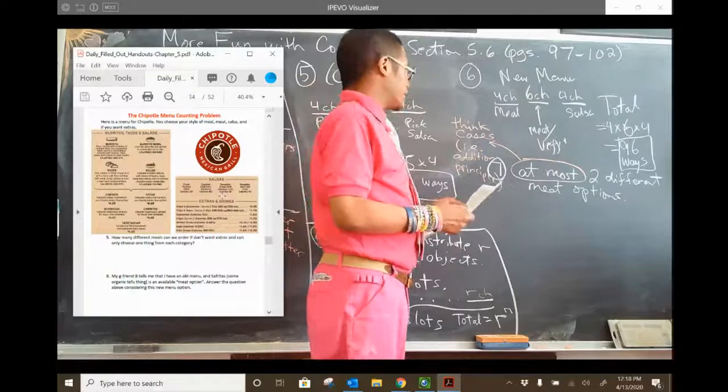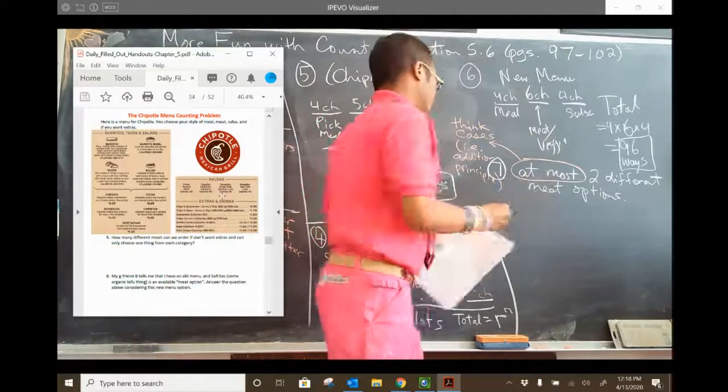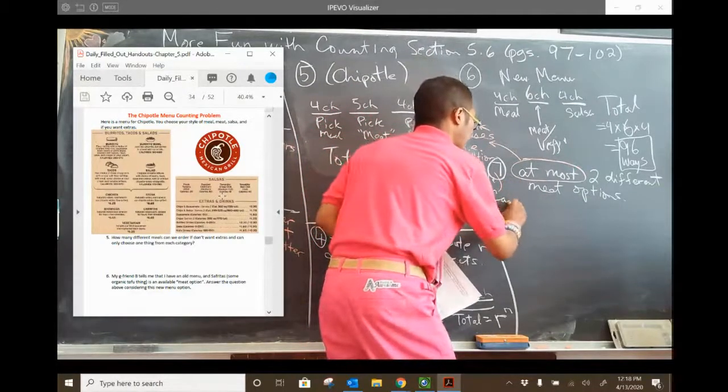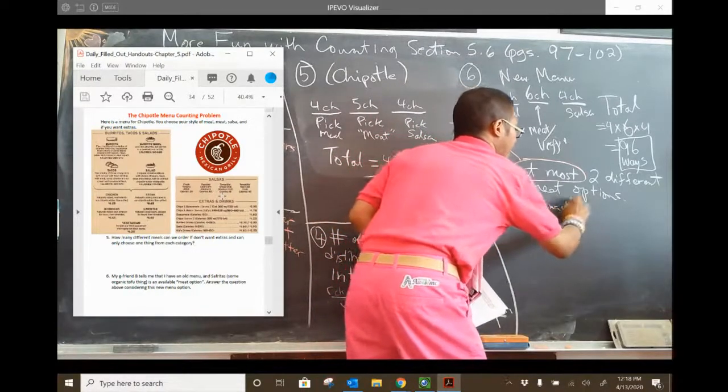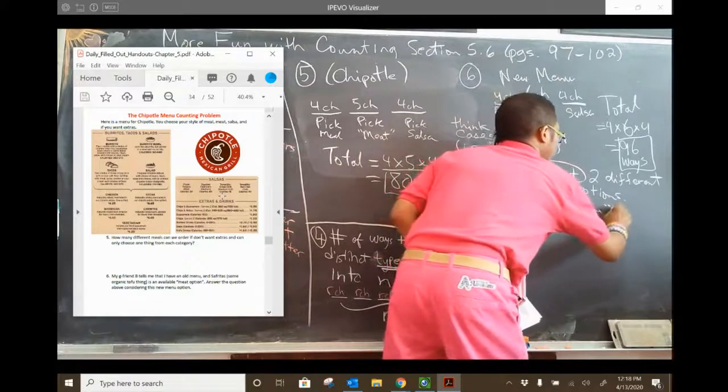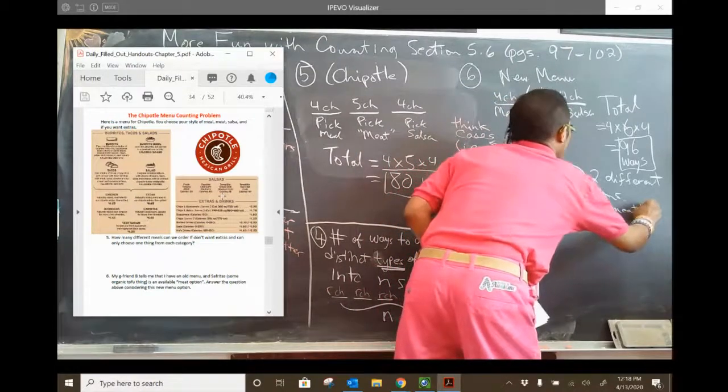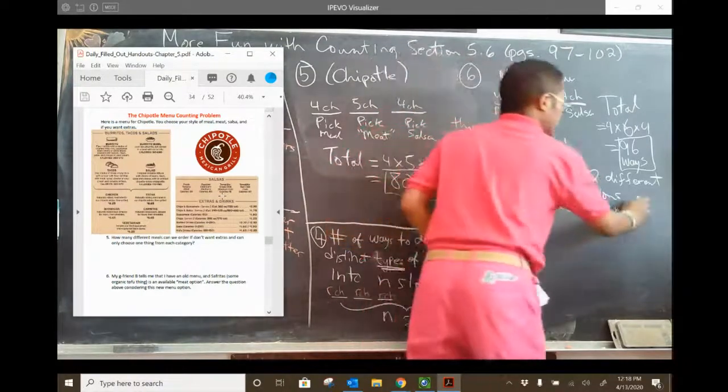So case 1, since we can get at most 2 different meat options, there are 2 cases. Case 1, you get exactly 1. And again, I'll put it in quotes. We have this meat veggies.